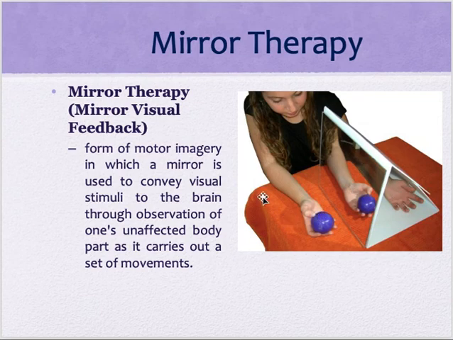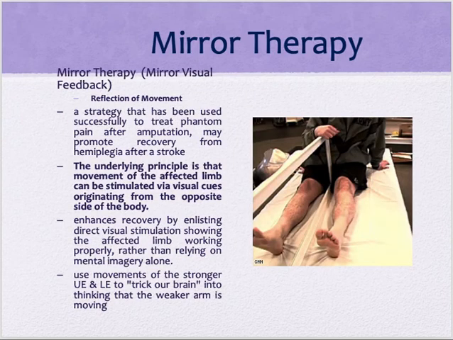This is called mirror therapy. They are doing the same mirror therapy in a patient who has leg paralysis, so mirror visual feedback is given through this. A strategy that has been used successfully to treat phantom pain after amputation may promote recovery from hemiplegia after stroke. The underlying principle is that movement of the affected limb can be stimulated via visual cues originating from the opposite side of the body. They perceive it as this leg, and when they move this one, what you are seeing is the image of the same leg.